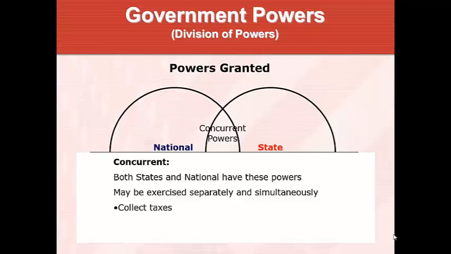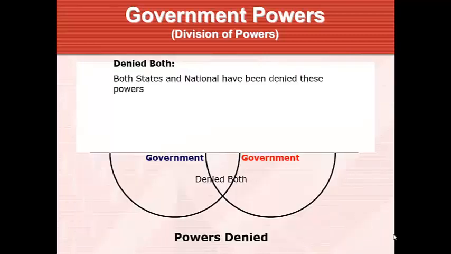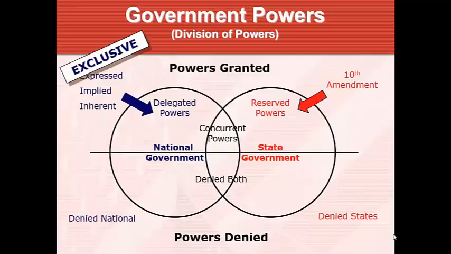A few examples are collecting taxes. When you work for a company, you pay state taxes, you pay federal taxes. Defining certain crimes, you can be convicted at a state level and at a national level. And then condemning or taking private property for public use. All of these are powers that both the nation and the state share. There are also powers that are denied both of them. It's pretty self-explanatory. Both governments cannot violate the rights of citizens, which is obviously very important in order to protect the public.